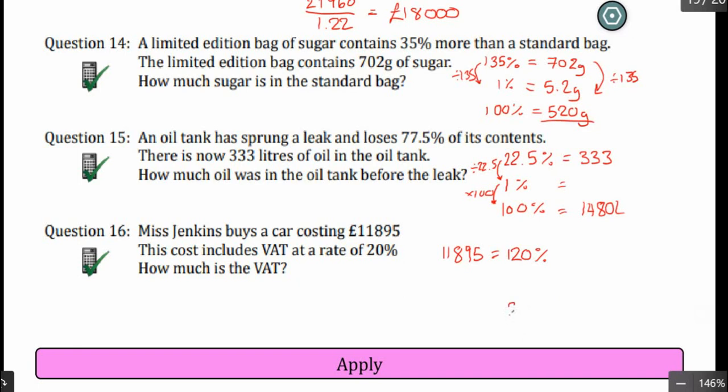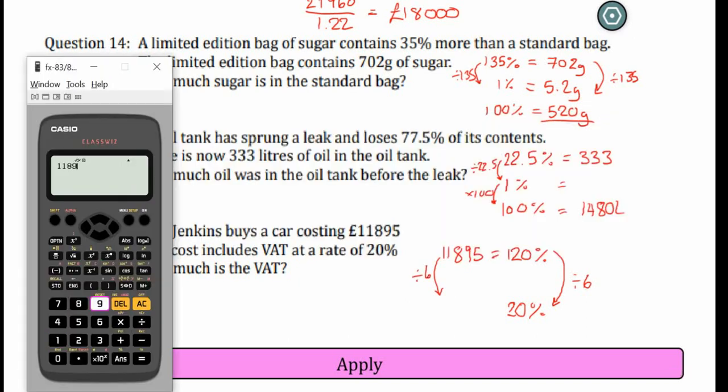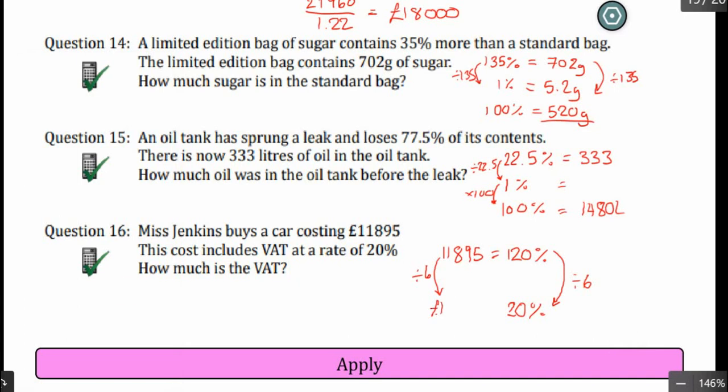So I need to find out what just 20% is. Now there is a direct way to get from 120 to 20, and it is dividing by 6. So if we divide this by 6, £1,982.50. Okay.